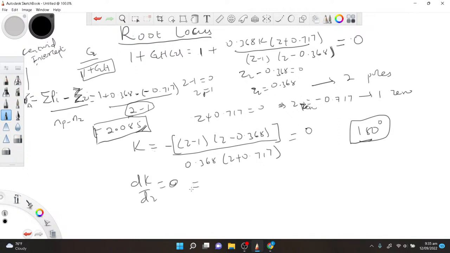And the expression we get after doing the differentiation is 0.368 z squared plus 0.528z minus 0.496 equals 0. After differentiating, we got this expression. Solving to get z1 and z2 as 0.647 and negative 2.08.